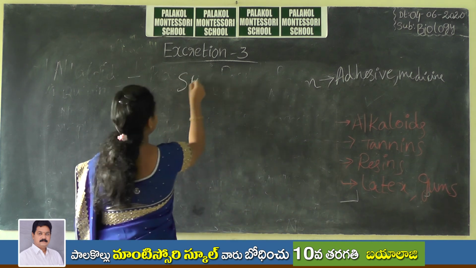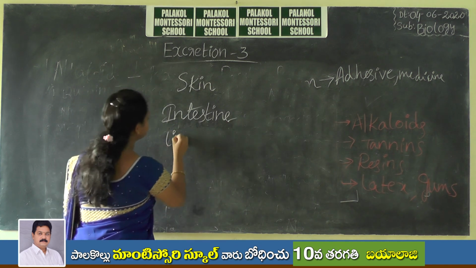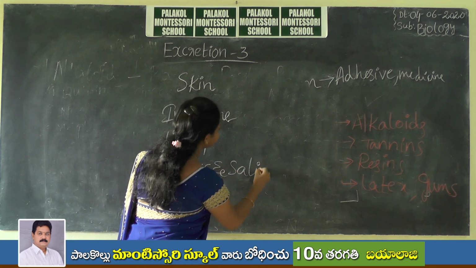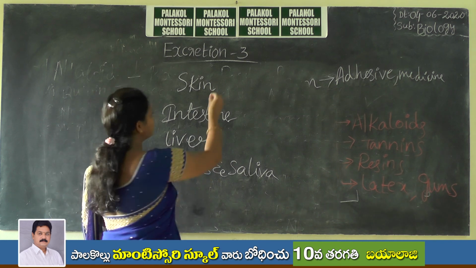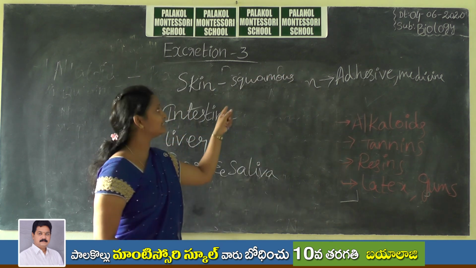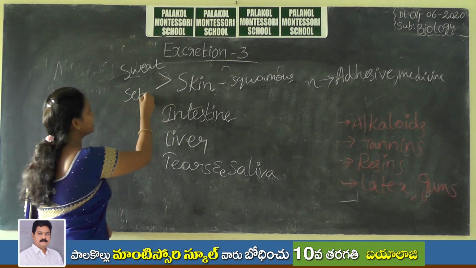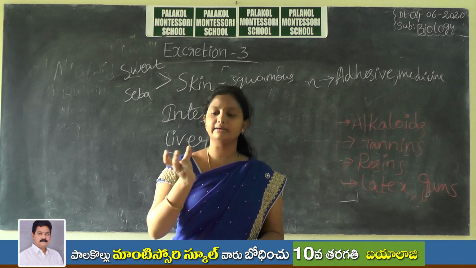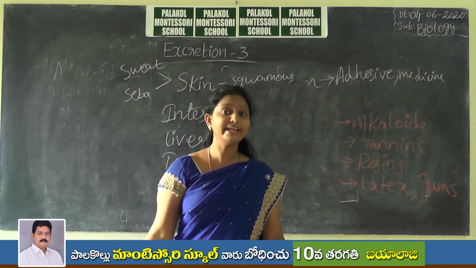Organs like skin, intestine, liver, and tears and saliva. Then intestine, liver, tears and saliva. Next, skin has squamous epithelial cells along with two types of glands, sweat glands and sebaceous glands. From our body, sweat and sebum will be released. Sebum is an oily secretion coming from our body. These types of excretory materials are excreted from our body through the skin region.